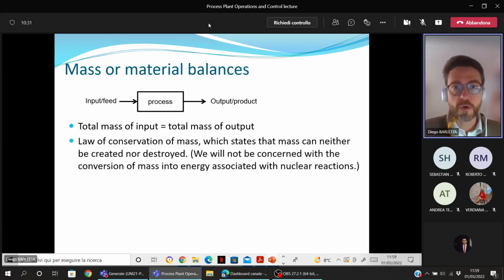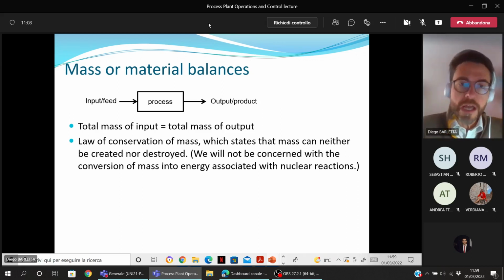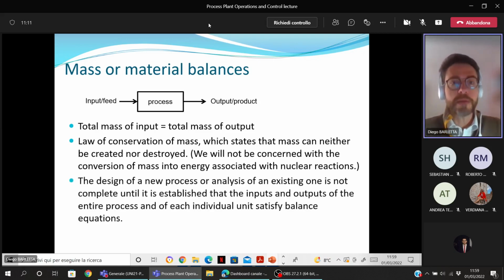And this, of course, is based on the law of conservation of mass, which is based on the fact that mass can neither be created nor destroyed, because we are not considering cases in which there are nuclear reactions. Of course, in that case, you can have conversion from mass to energy, but in ordinary chemical processes, and also mechanical processes, we don't have such a situation. So we can say that in terms of total mass, there is conservation. Of course, this is important.